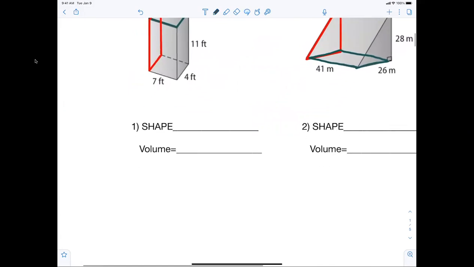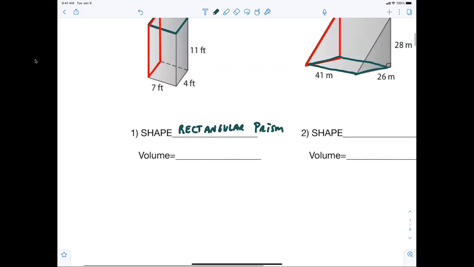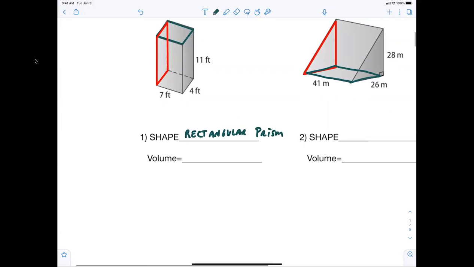I want everybody to write rectangular prism. It's called a rectangular prism. And then where it says volume, I want you to just put capital B, capital H. Now, originally I said the green was the base. All right. So what is the area of the base? How would I find the area of the base? 7 times what? 4.